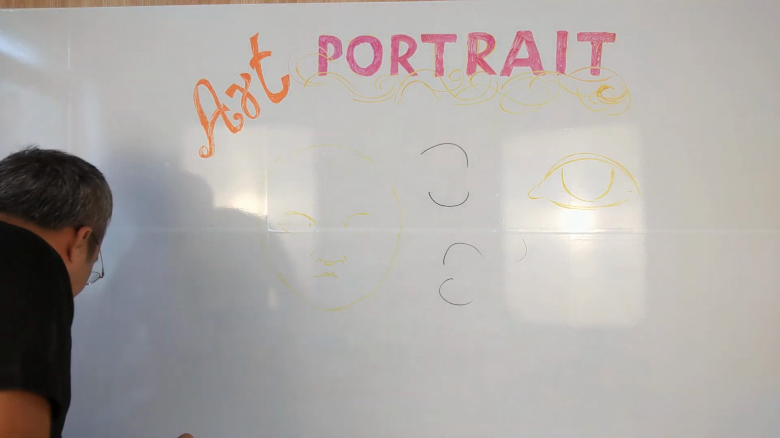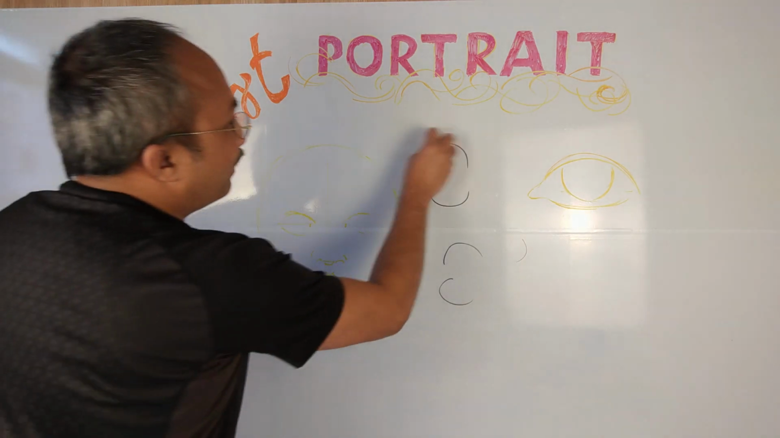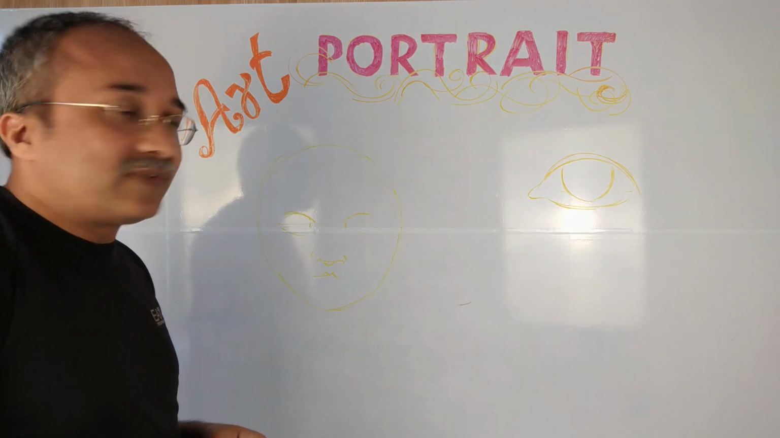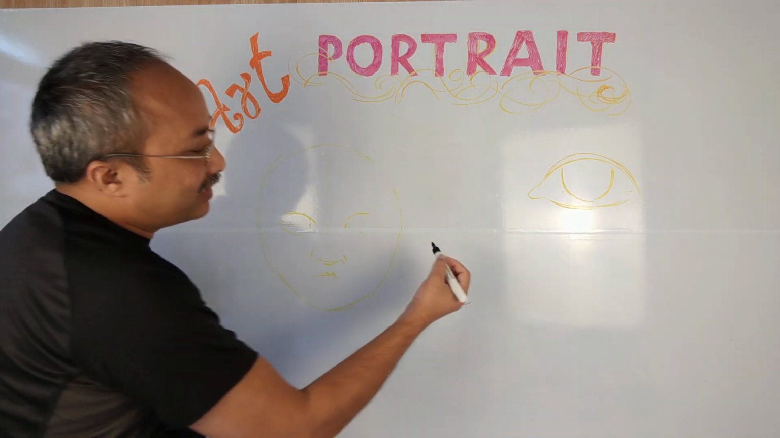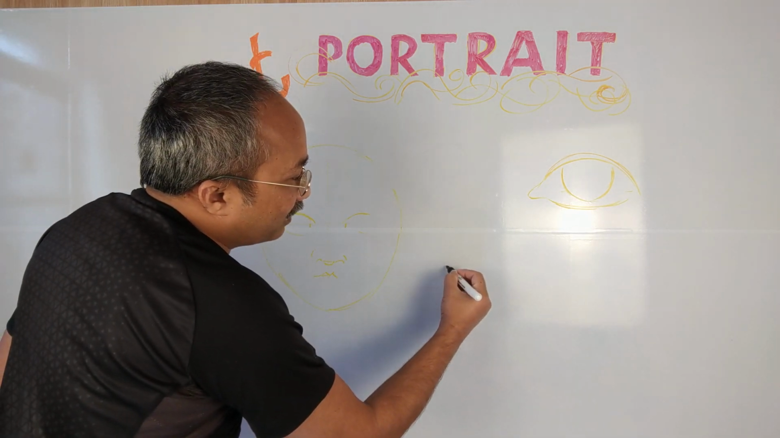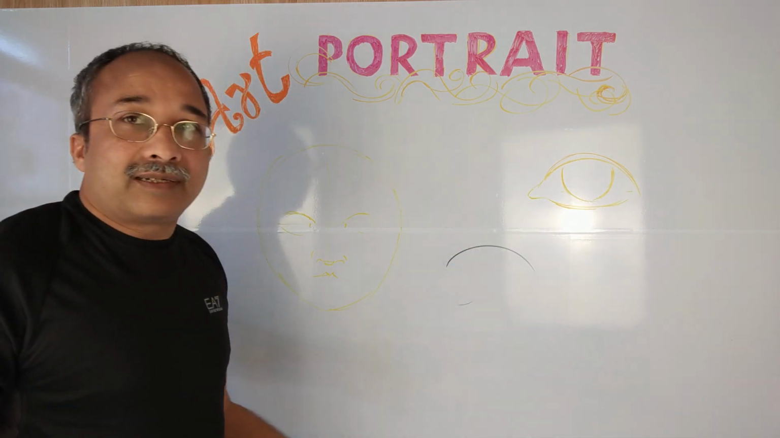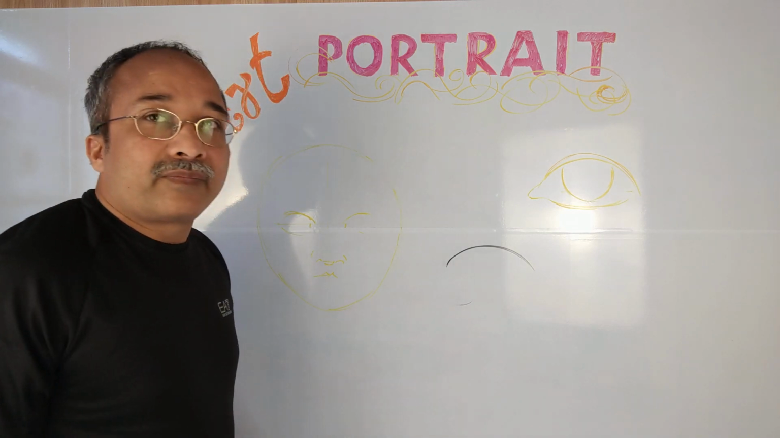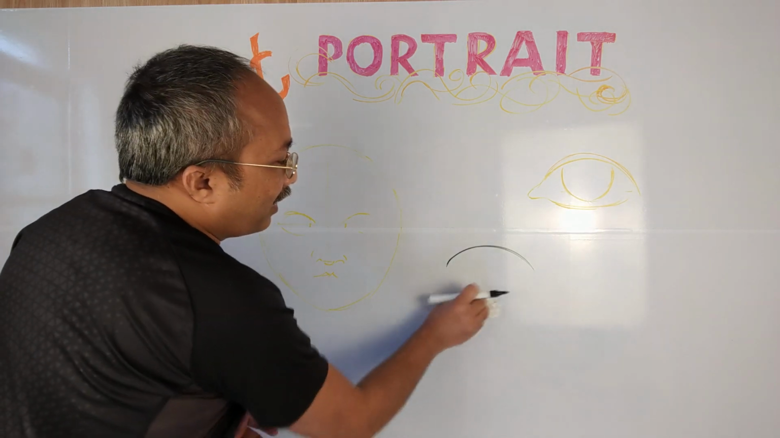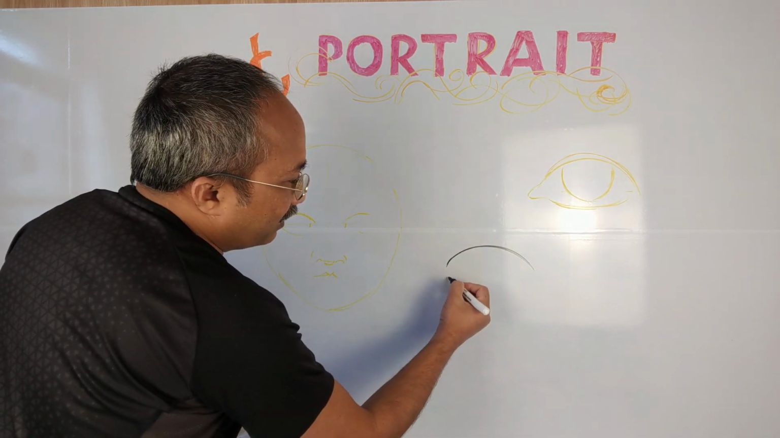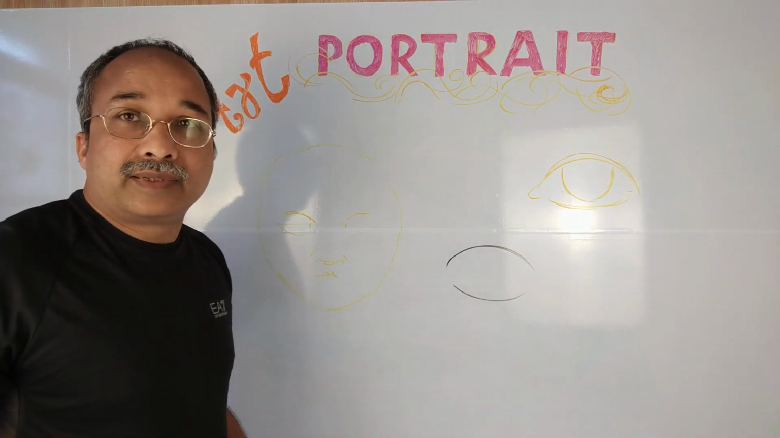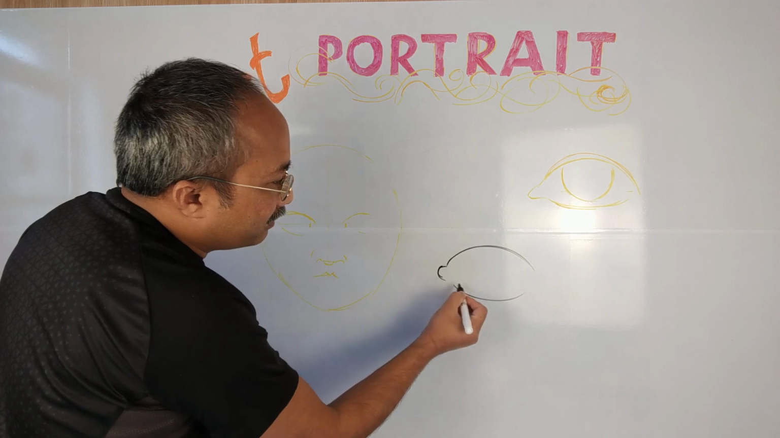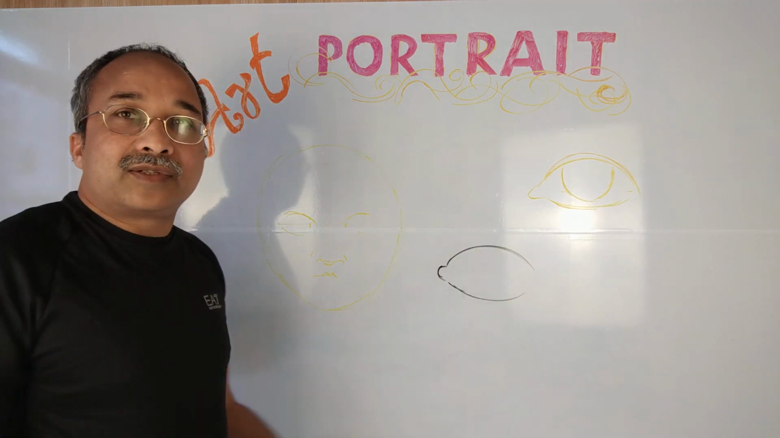To start with, let's just start with eyes first. As I told you, first you draw a curve like that. It's just a curve like that. Then another curve like that. Then you can have another small curve here and then join it. That's all you need to do.